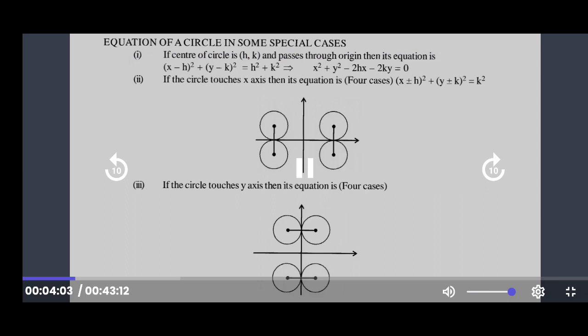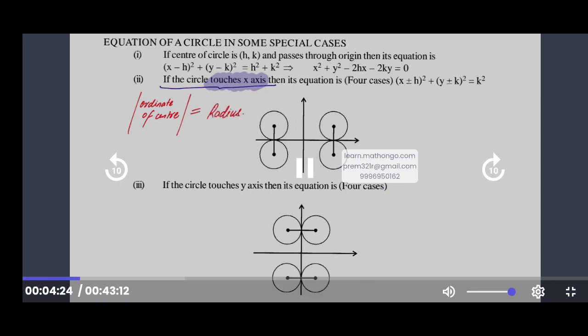If the circle touches the x-axis, so now the condition is if the circle touches x-axis. So when the circle touches x-axis, what you have to remember for this is the ordinate of center, its modulus value is equal to radius. These two things are equal. That is what you guys have to remember. So now these are the four possible diagrams that could be there. This is in the first quadrant, second quadrant, third quadrant, fourth quadrant. There could be multiple cases, but somewhere down the line they will be of the same sort.